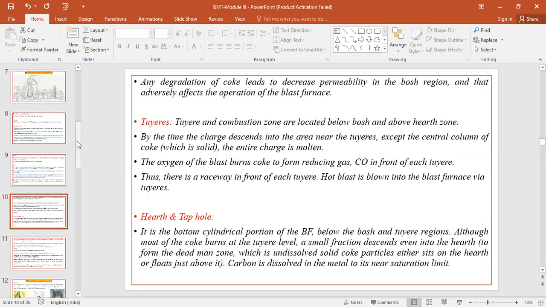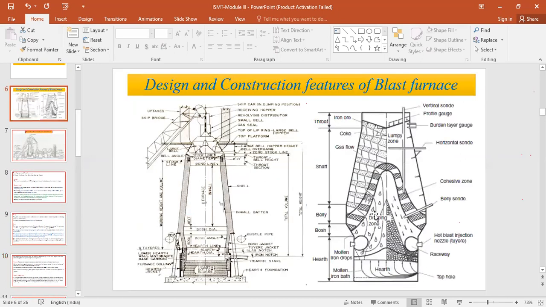And also in this zone, the coke is not exposed to the combustion process. So the coke is the only material in the solid condition at this particular region. Whatever the liquid products, that is the slag as well as the hot metal, will trickle down through the bed of solids. There is a coke bed of solids, and then it finally gets sent down to the hearth part of the blast furnace.